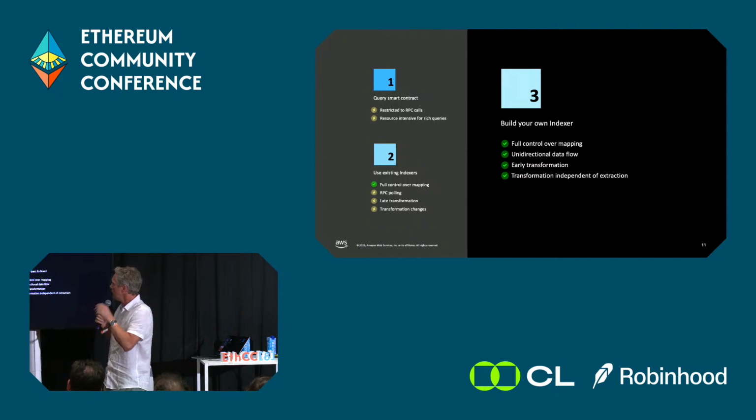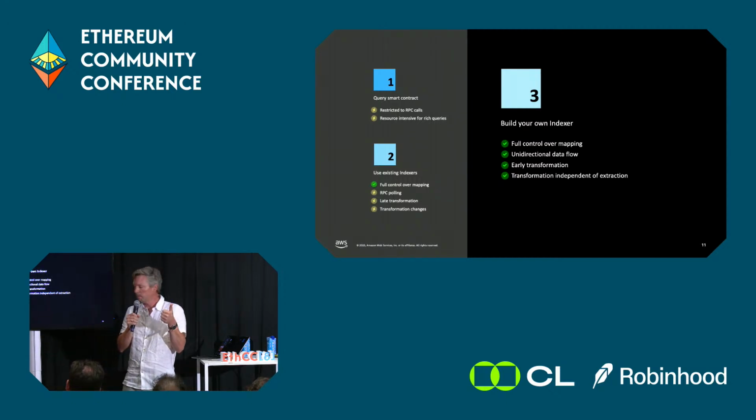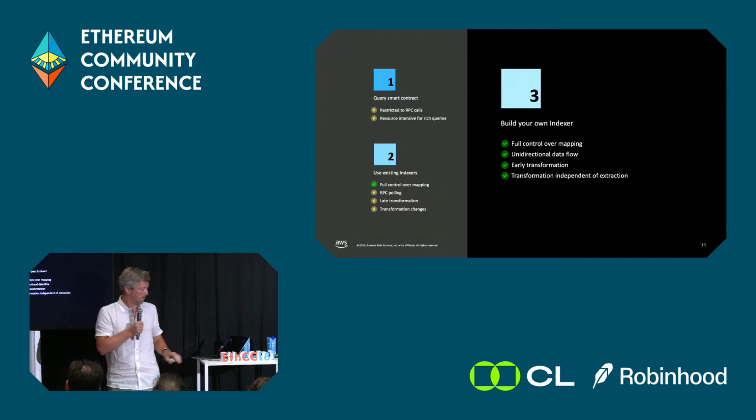We want to build our own indexer, maintain full control over the mapping, of course, over the transformation, want to have that unidirectional data flow from node to indexer to front end, early transformation if we want to, and transformation independent of the extraction part.